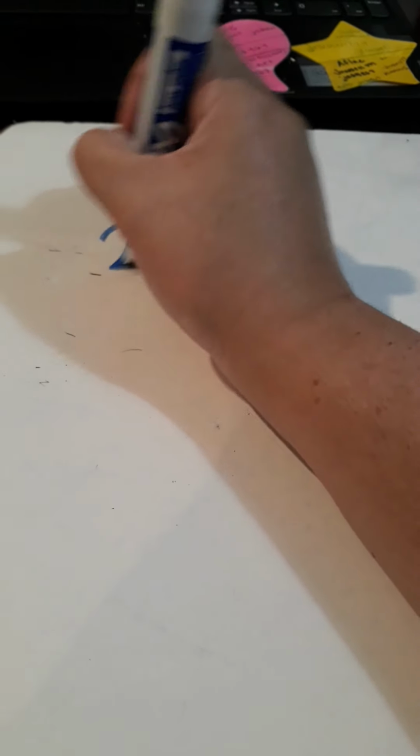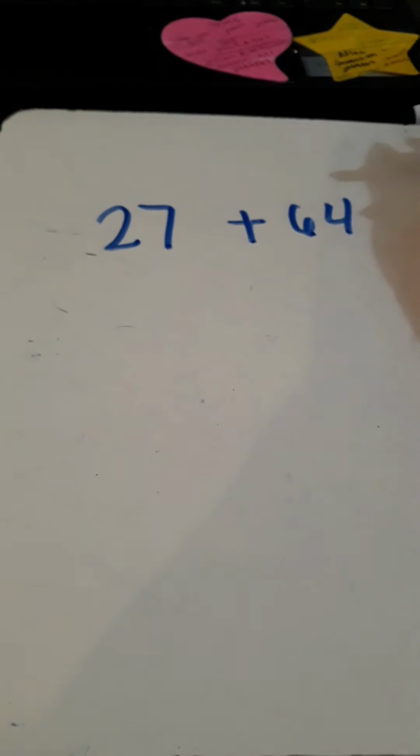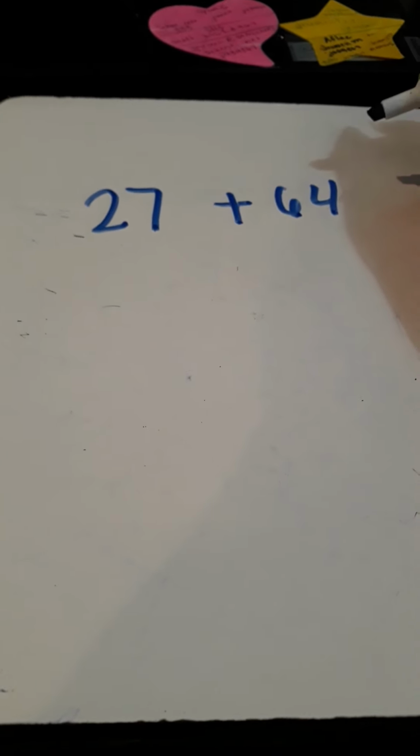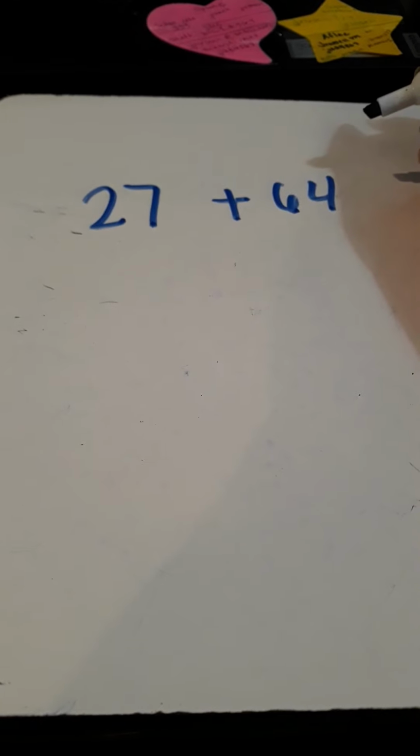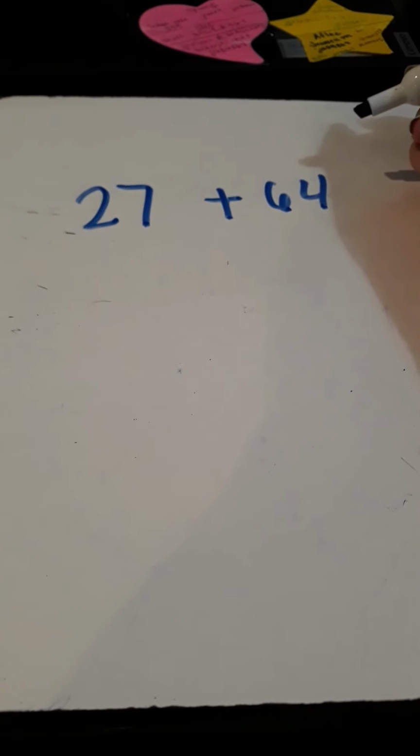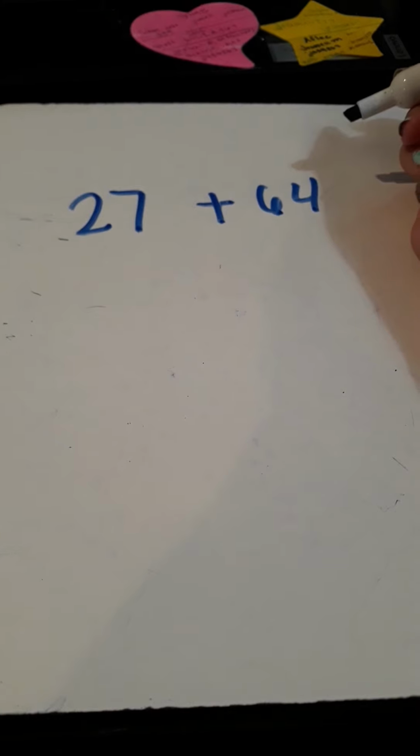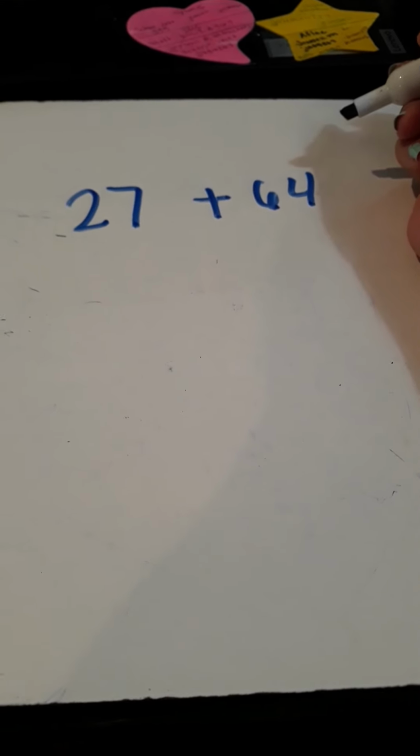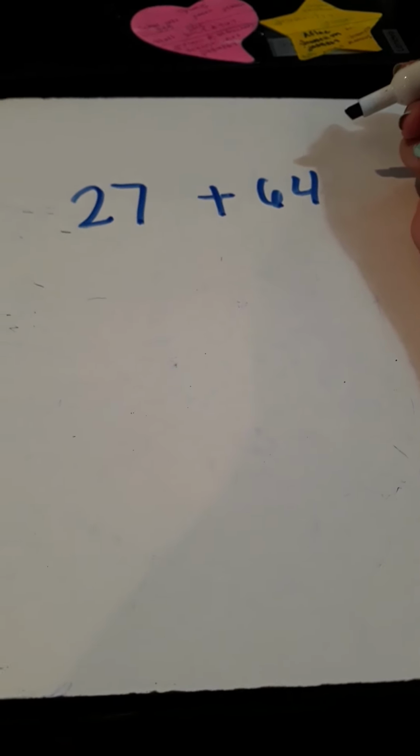Hopefully that gives you a little bit of clarity. Now let's look at the other one, how they were taking it apart without drawing pictures, but just writing it out. They had 27 plus 64, and they broke it up by place value. So let's break these up by place value.